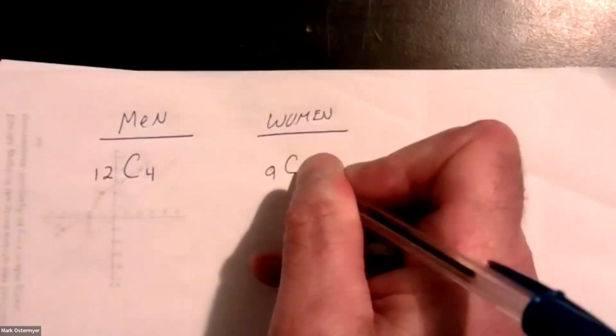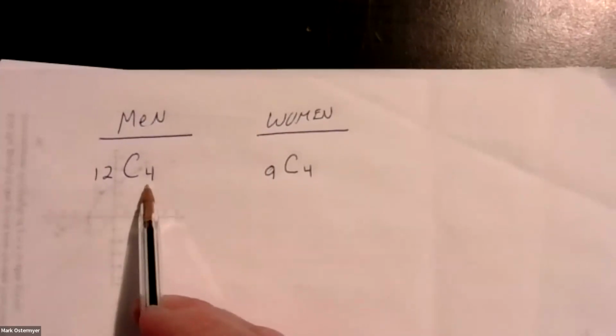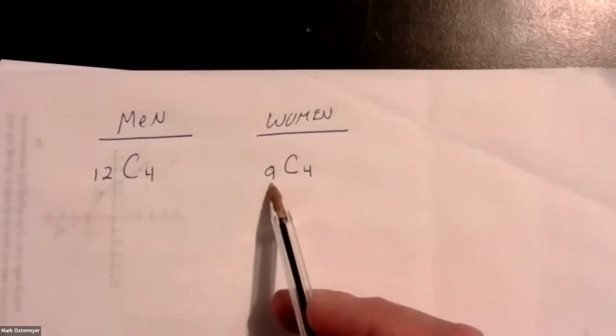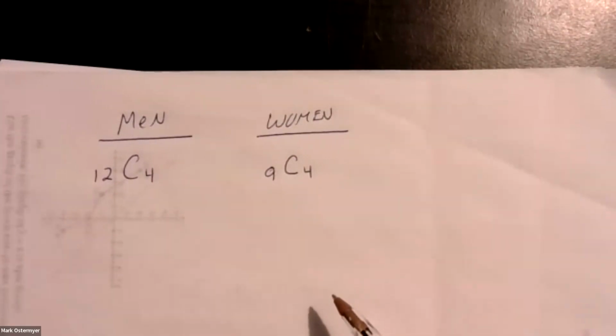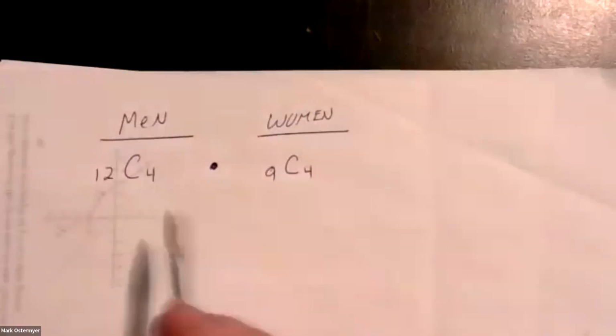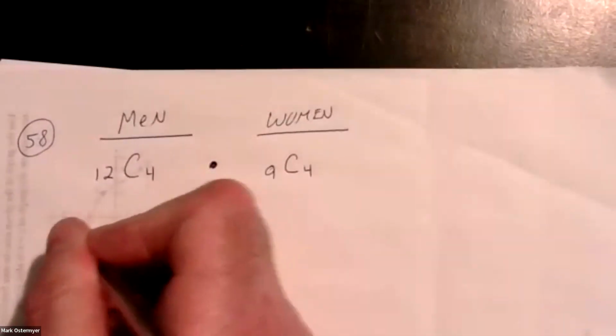9 in combination with 4, or 9 choose 4. This is the total number of ways of choosing 4 men from 12 men. This is the total number of arrangements of choosing 4 women from 9 women. The fundamental principle of counting says the total number of ways of forming an 8-person committee, where we must have 4 men and 4 women, is going to be the product of these two combinations. You must multiply this by this to get your answer for problem 58.